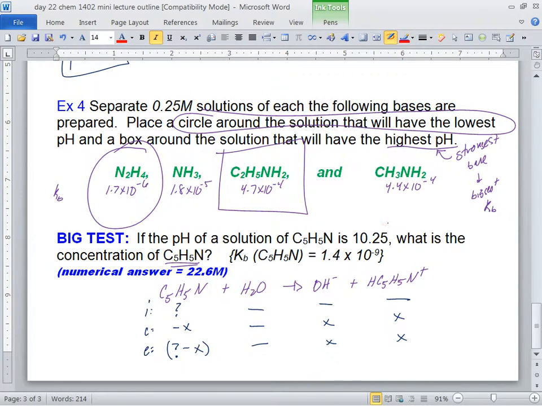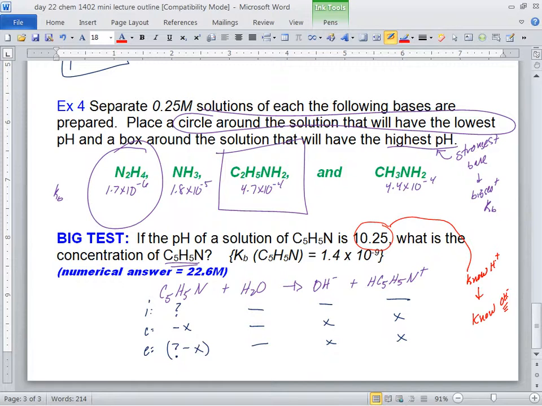you know what? Well, you know OH, but you know what first? You technically know H plus. And if you know H plus, then you can get OH. Follow the logic. If you know H plus, then you know OH. So if you know OH, then you know what? X. Then just substitute into your KB expression. There's only one unknown. And X is really tiny, right? So you just drop it.